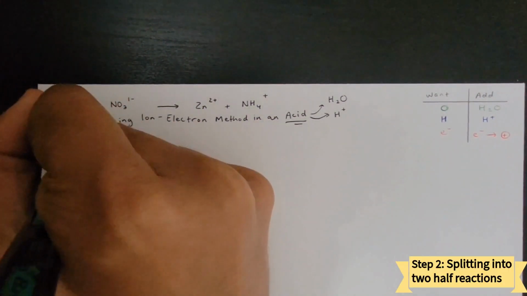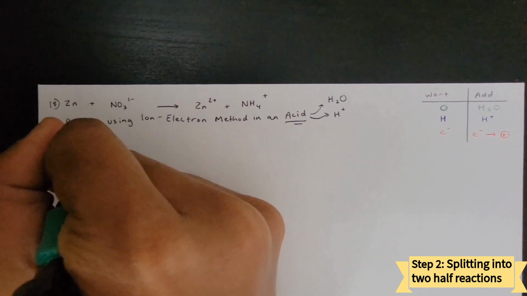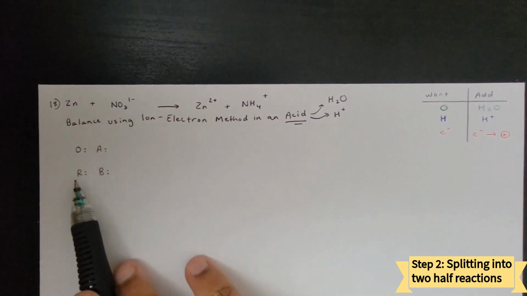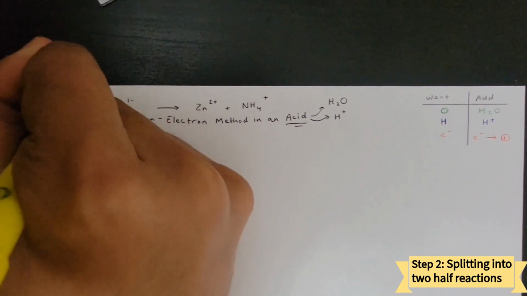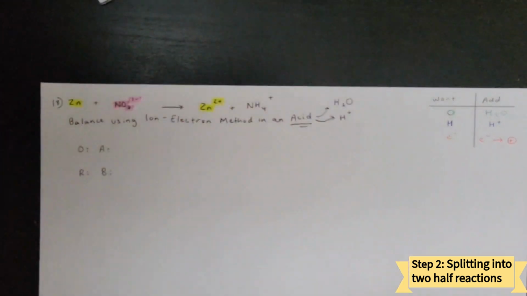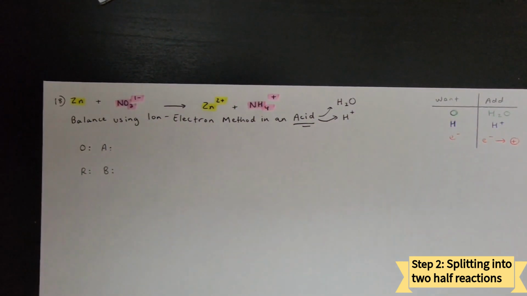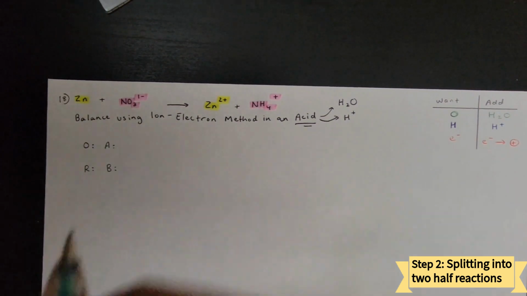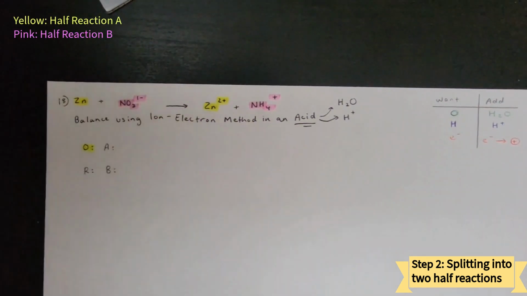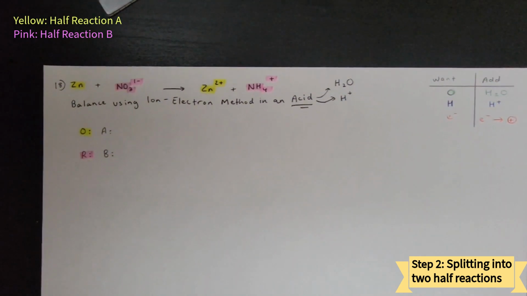Now let's write our two half reactions. We're going to have reaction A and reaction B for the big reaction up above. Using my yellow highlighter, I'm going to highlight the reactant and product for half reaction A, which is Zn and Zn2+. Now using my pink highlighter, I'm going to highlight the reactant and product for half reaction B, which is NO3 and NH4+. These highlights are going to show where the reactants and products are going to be and in which half reactions they're going to go in.